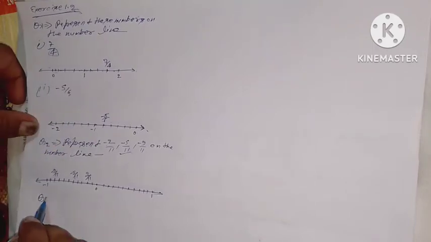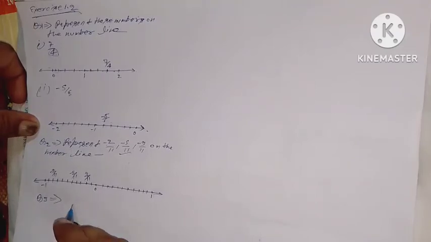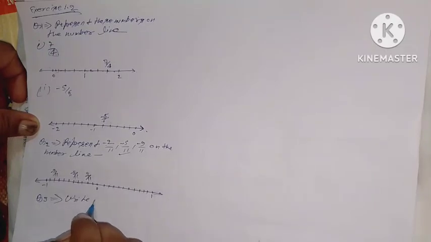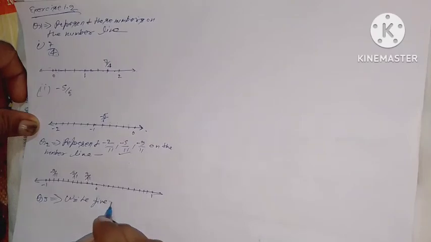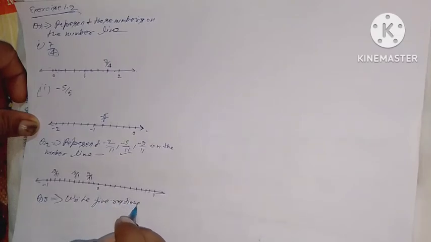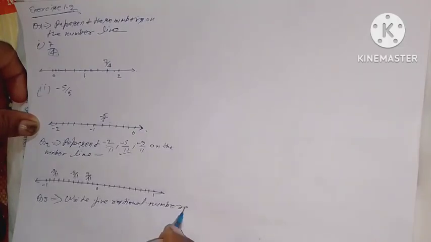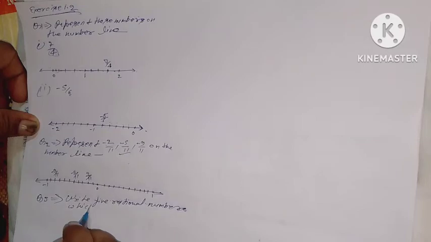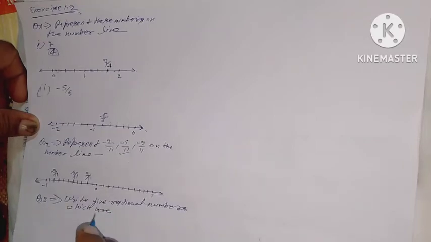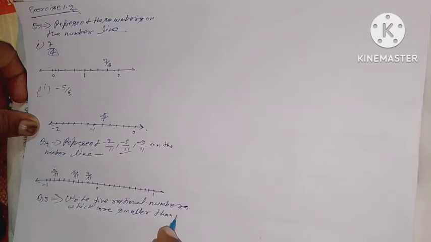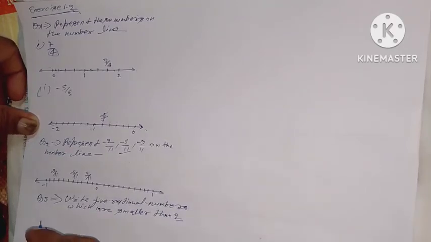Question number third is: write 5 rational numbers which are smaller than 2. Write 5 rational numbers which are smaller than 2.